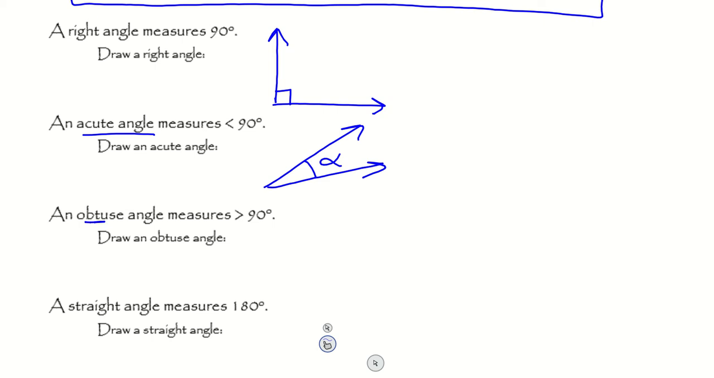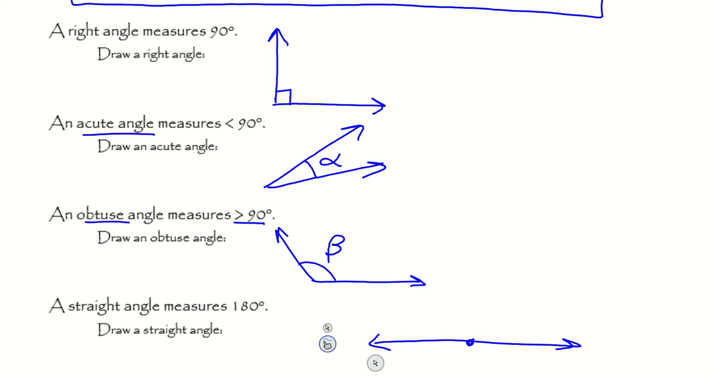We know that an obtuse angle is more than 90 degrees, so if I'm going to do an obtuse angle, I've got to go beyond the vertical if I start horizontal and come here. So let's call that angle beta. And we know that a straight angle measures 180 degrees. So if I'm going to draw a straight angle, I have actually a line, which is two rays going opposite directions, and that would be 180 degrees.